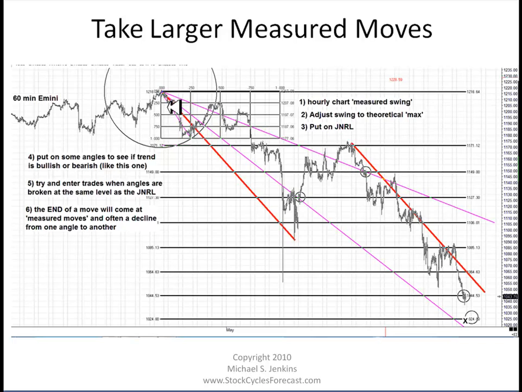So often after you get your little tiny cycles in, you want to look at the bigger ones and make the second largest measured move component that you can find.